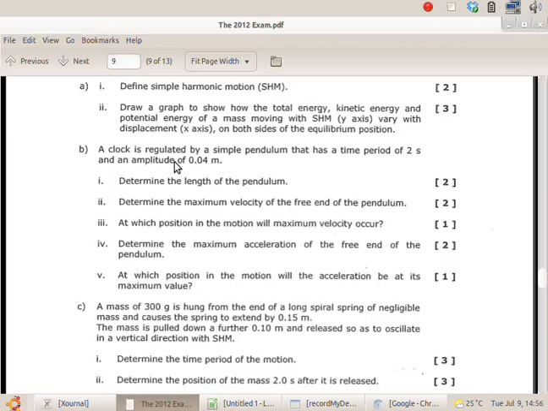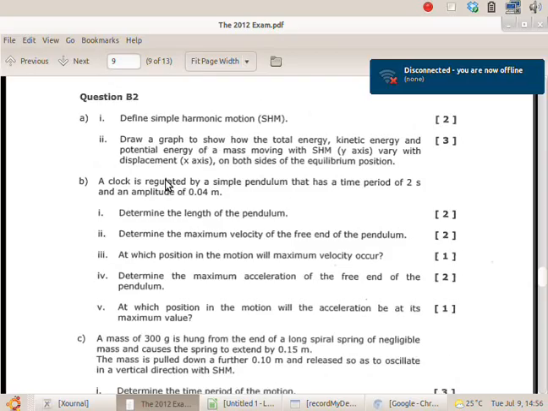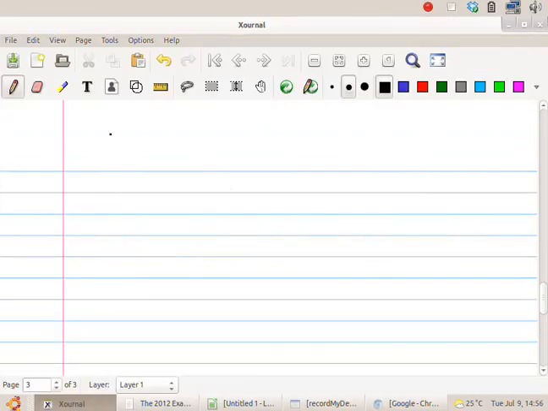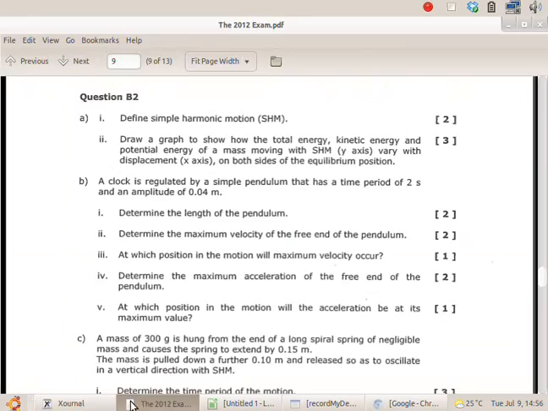Number 2, simple harmonic motion. So firstly, define simple harmonic motion. How would we define simple harmonic motion? I mean, we know what it is, but what's the definition of it?